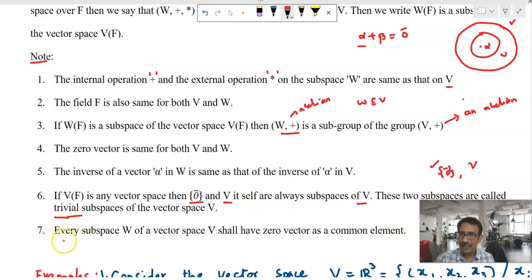Next, this is the thing we already discussed in the fourth point. Because the 0 vector is the same for both V and W, you take any subspace W, and the 0 vector is common for all subspaces. Suppose you have another subspace W2, and this is W1. Definitely 0 bar is common for both W1 and W2. So any subspace of V contains the 0 vector. So the 0 vector, that is the identity with respect to plus, is common for all subspaces. Now we will see some examples of subspaces.